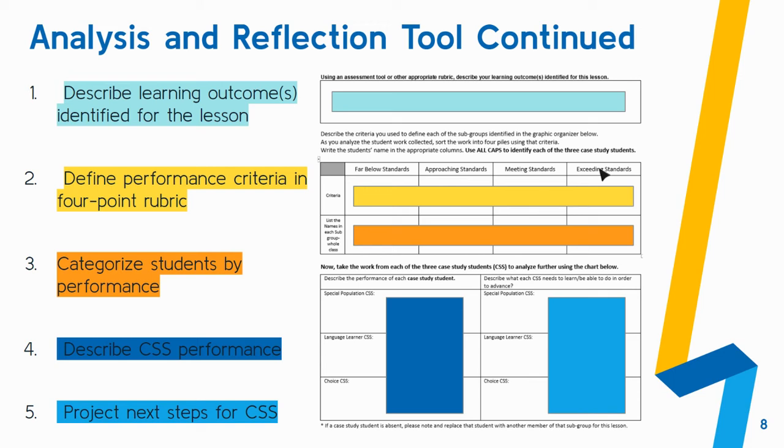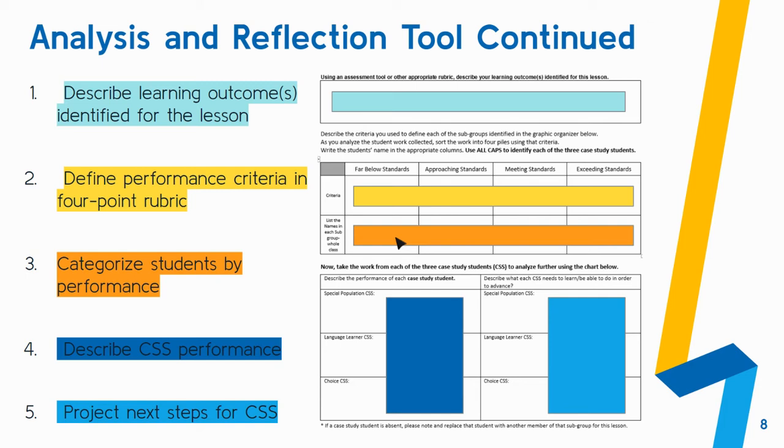Be specific. After you've collected whole class student work, it is helpful to sort the work into these 4 piles as you categorize students by performance levels. Add their names or initials to the boxes that are noted in orange. Be sure to add all students in your class and identify your case study students by using all caps when completing the steps.